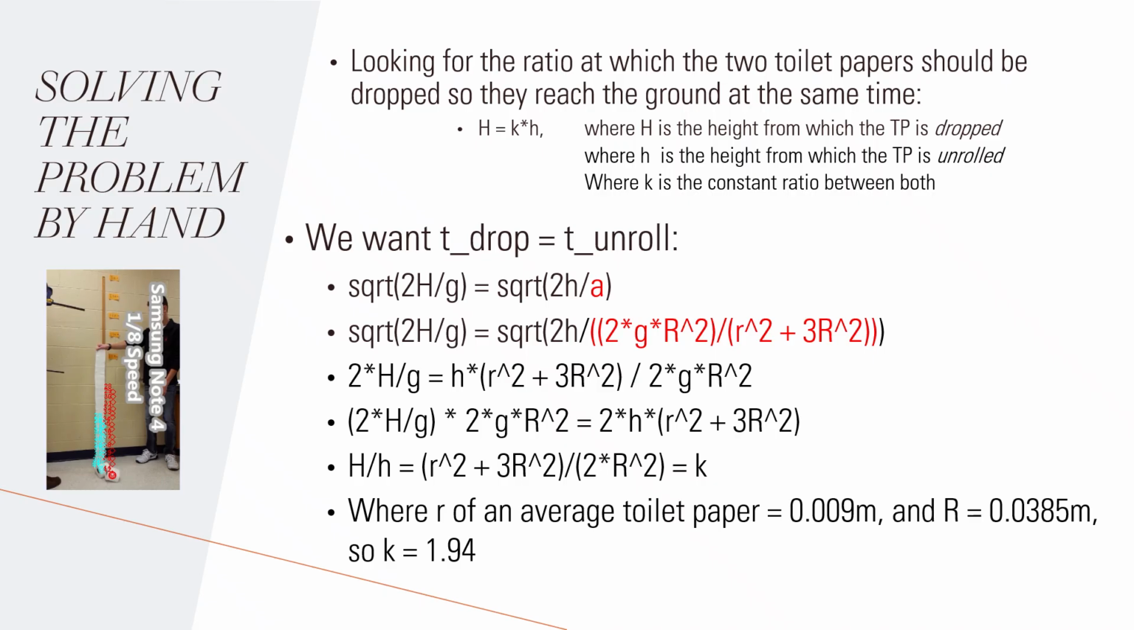match. Using the hollow cylinder moment of inertia in the torque equations, we solve for the angular acceleration and then for the linear acceleration. We then set the two times equal: the square root of 2H over g equals the square root of 2h over a. Substituting h equals kH and simplifying, we get h over H equals k equals (R squared plus 3r squared) over 2R squared. Using typical toilet paper dimensions, that gives us k equals 1.94, so the dropped roll should start from about 1.94 times higher than the unrolling roll.